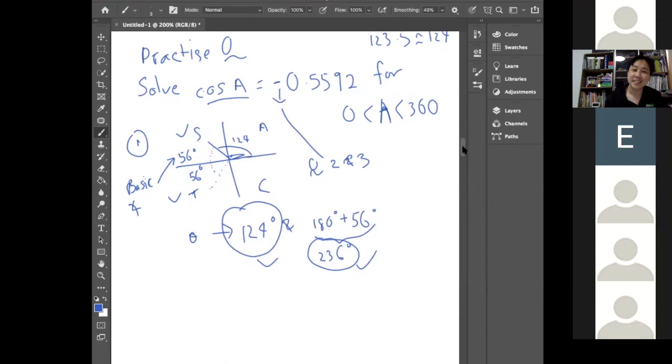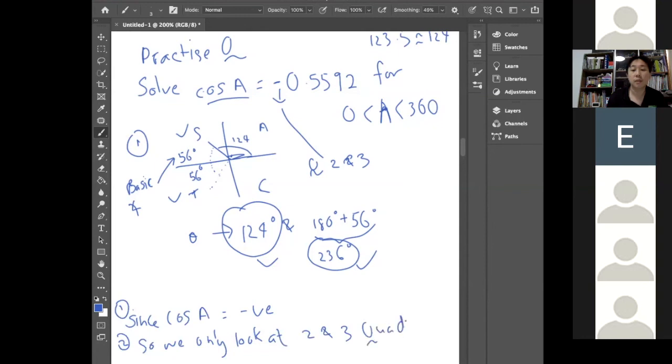Since cosine is only positive in the first and fourth quadrant, you want to find the angle which is the negative one, which is in the second and third quadrant. That's basically it. If you're trying to find cosine equals to negative, you just focus on the second and third quadrants, because it's negative.